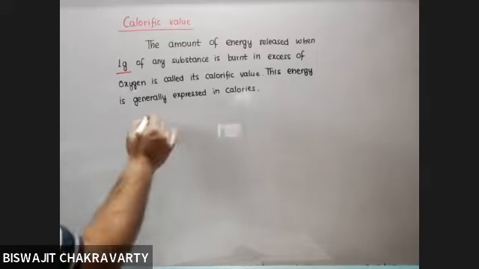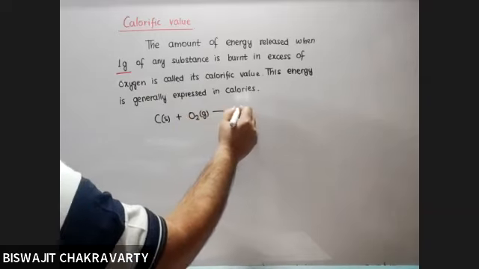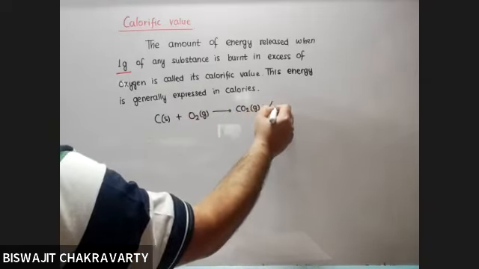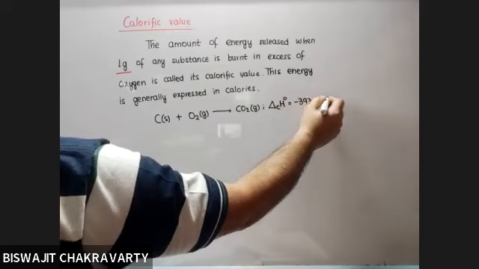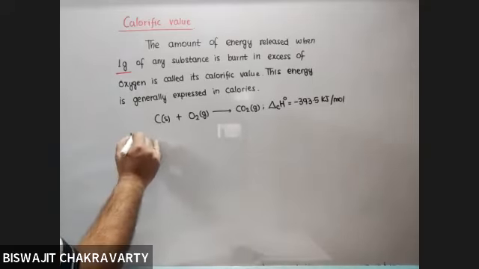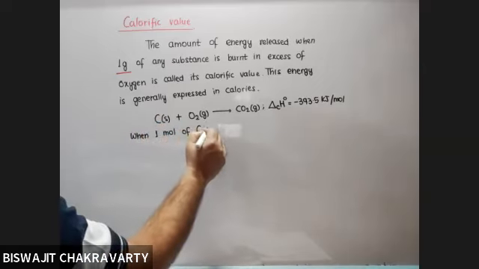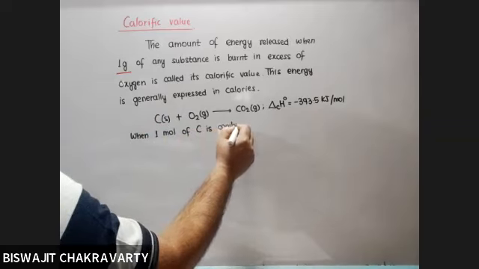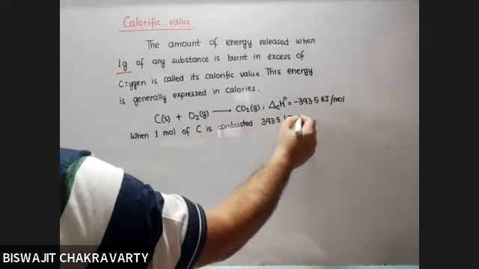So suppose we have a reaction: carbon solid plus oxygen gas gives carbon dioxide gas, and delta CH degree is minus 393.5 kilojoules per mole. This is not calorific value, of course. This is enthalpy of combustion. But from this equation, what we can see is that when 1 mole of carbon is combusted, 393.5 kilojoules is released.